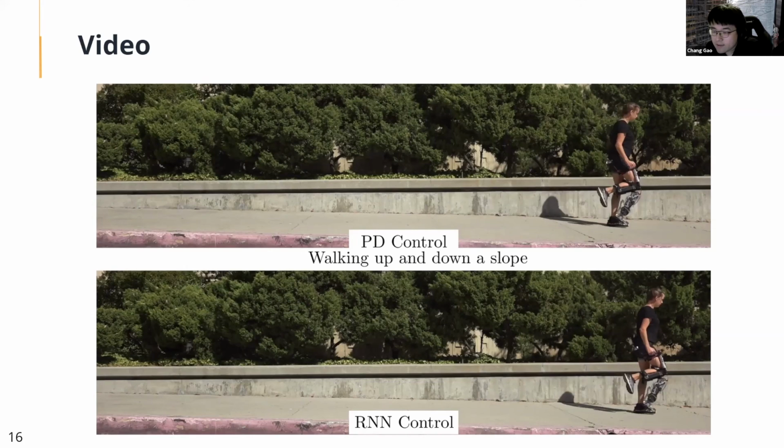But in the end, this project validates our thought that it's possible to do end-to-end control with RNNs, and it's more promising in the future that we use RNNs to model the dynamics of the system and combine them with other model-based control methods.